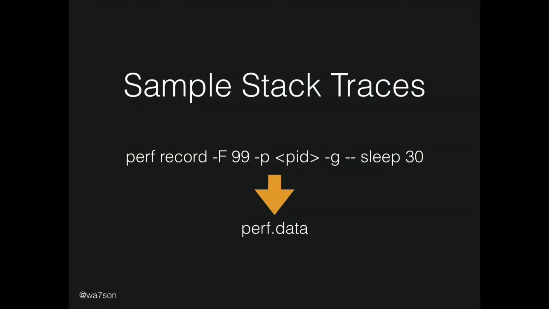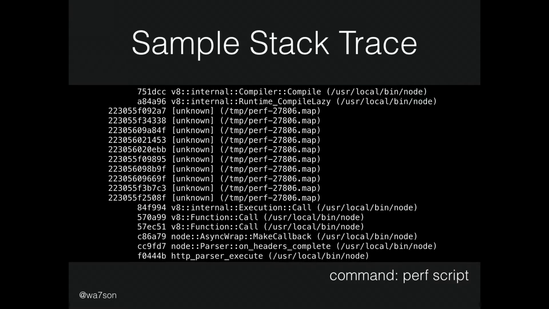When you run this, it will generate a file in your current working directory called perf.data, and that is basically a huge file of, in this case, 99 times 30 stack traces. So it's all the stack traces that it made. And if you just run this, then you get a sample. If you look at one of the stack traces, after you run this command, you can run perf script, and perf script will just list all the stack traces that it collected.